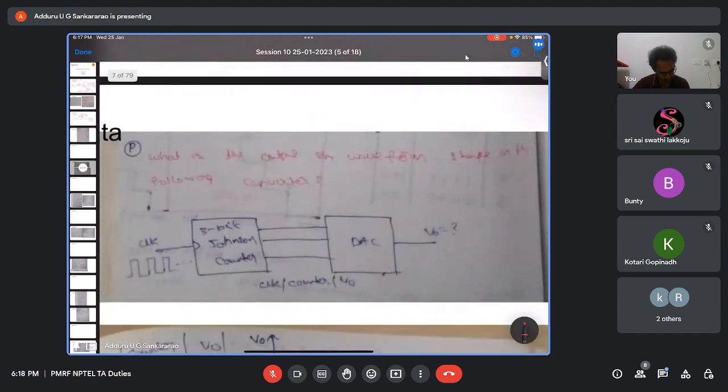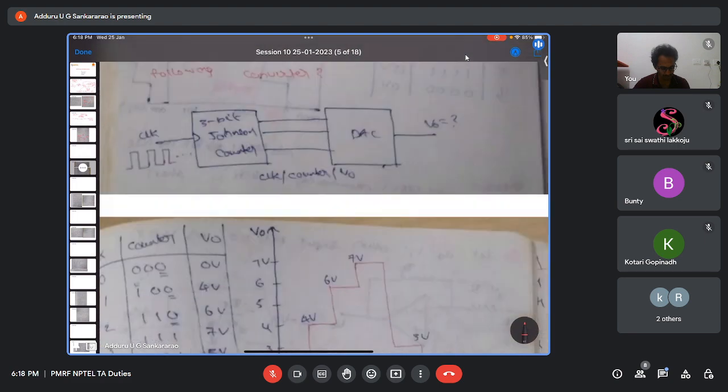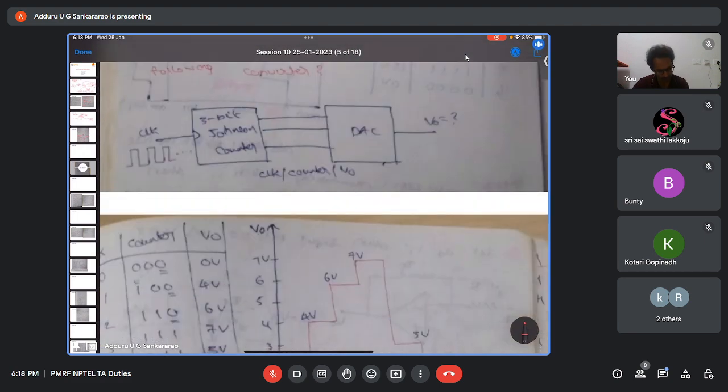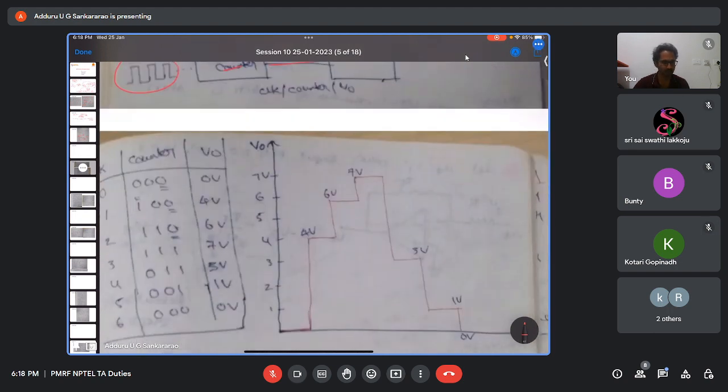And now let us take one example. Let us say you take a 3-bit Johnson counter, and the output is given to a DAC. Then how does the output vary when you apply clock pulses? The Johnson counter, you know, right? 3 registers are in cascade, and the Q naught output of the last one is connected to the input of the first one, right? So that is a Johnson counter.